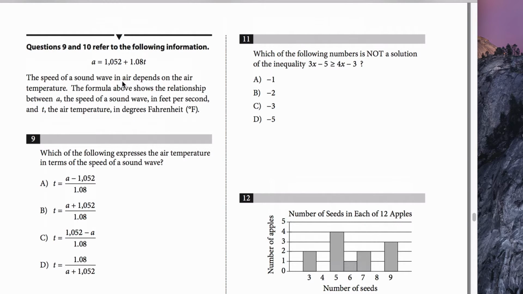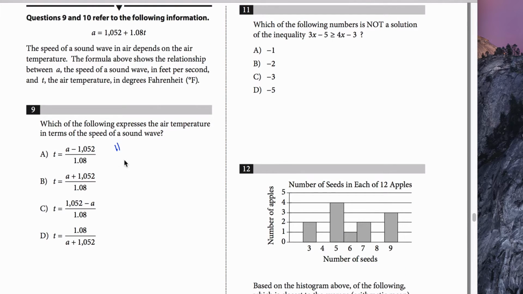The speed of sound waves in air depends on the air temperature. The formula above shows the relationship between A, the speed of the sound wave. That's kind of annoying that A is the speed of the sound wave. I wish they'd call that S. In feet per second, and T, the temperature in degrees. Okay, at least T is temperature. That makes some sense. Which of the following expresses the air temperature in terms of the speed of the sound wave? All this is asking you to do is solve for T.